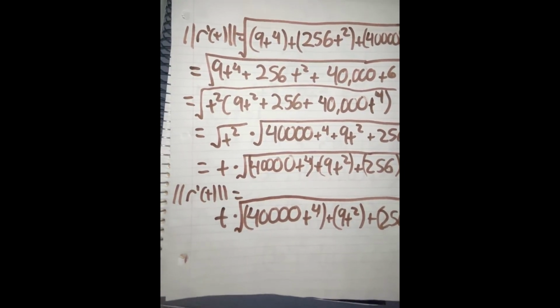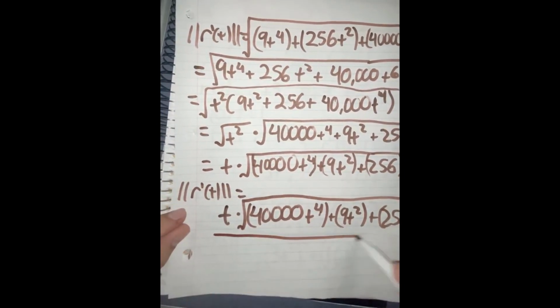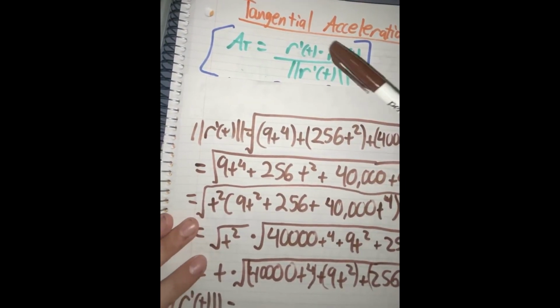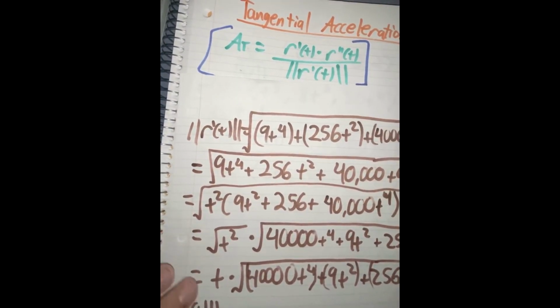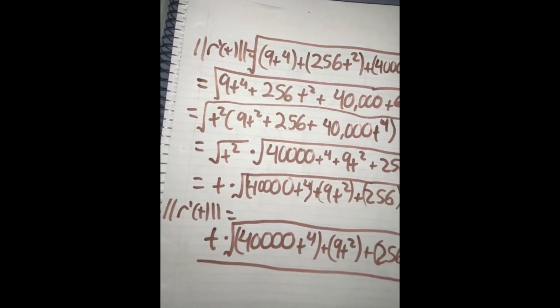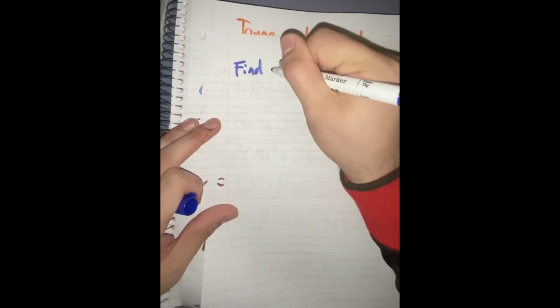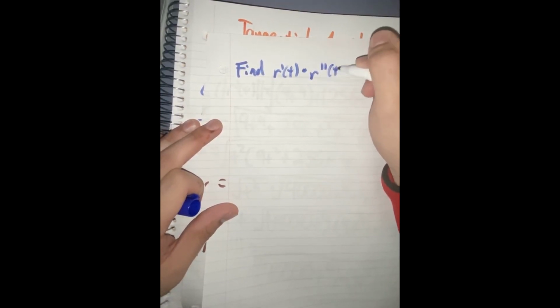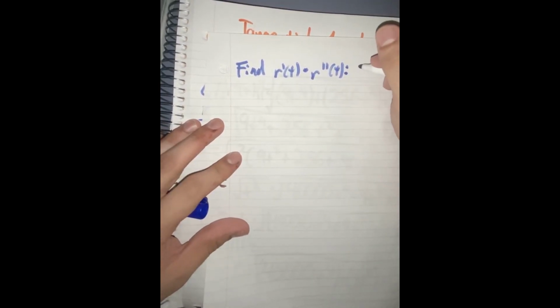So this is our r prime of t. Now the next step in our formula is we have to compute r prime of t dotted with r double prime of t. So we're going to go ahead and do that on another sheet of paper. We're going to find r prime of t dotted with r double prime of t. So we're taking the dot product.